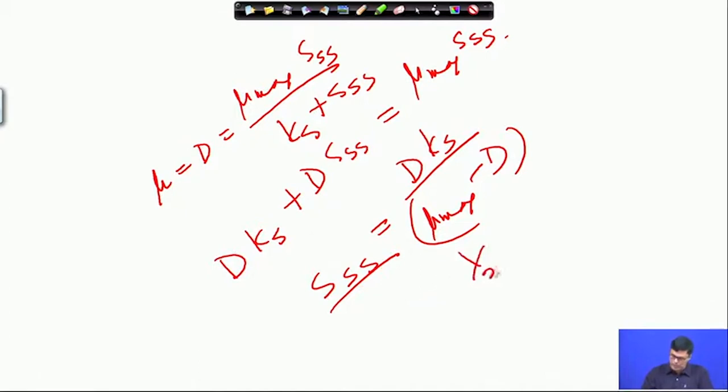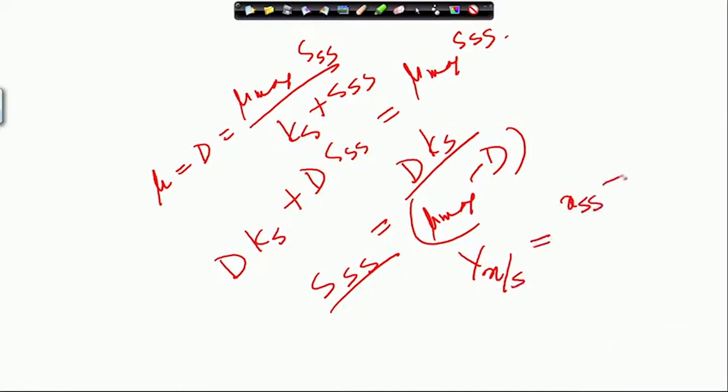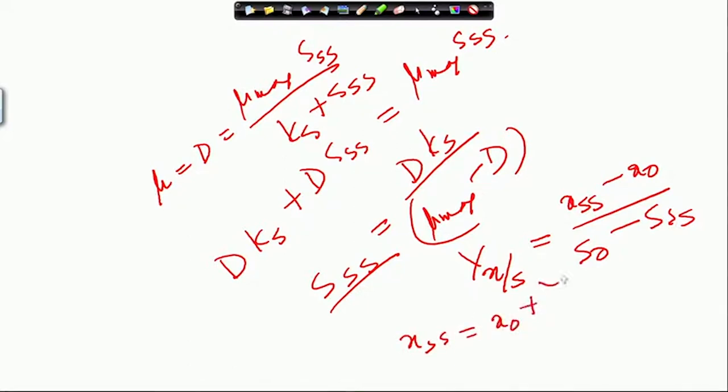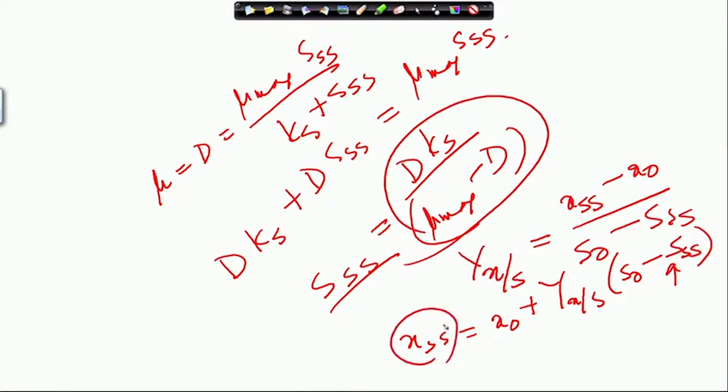Once we find out steady state substrate concentration, we can find out X value. How we can find out X value? We know YX by S equal to XSS minus X0 divided by S0 minus SSS, am I right? So, XSS is equal to X0 plus YX by S into S0 minus SSS. If we put the value of SSS here, we can find out XSS value. This we can easily do.